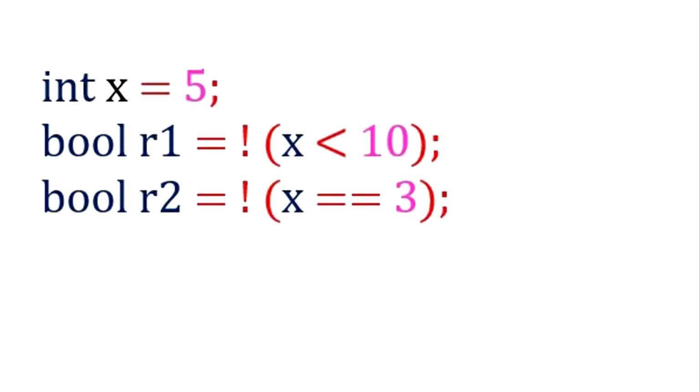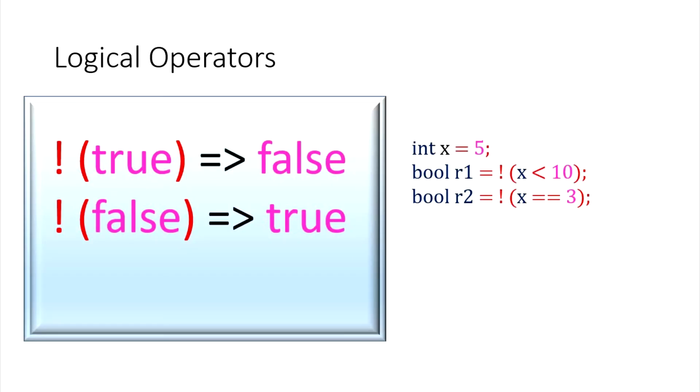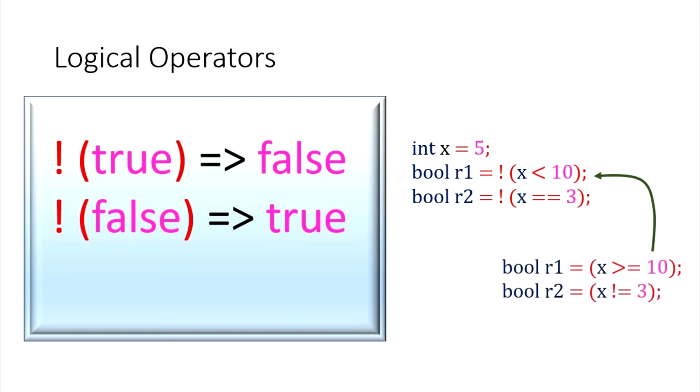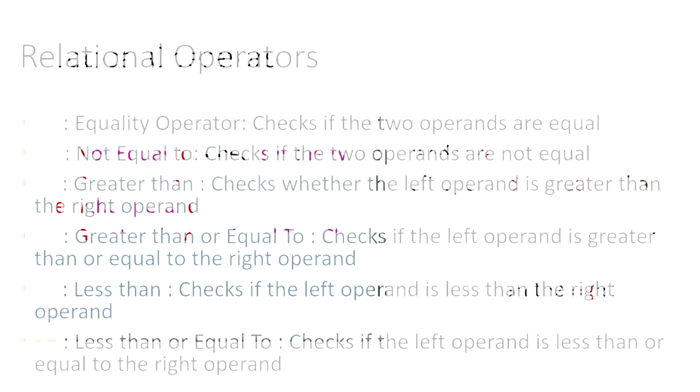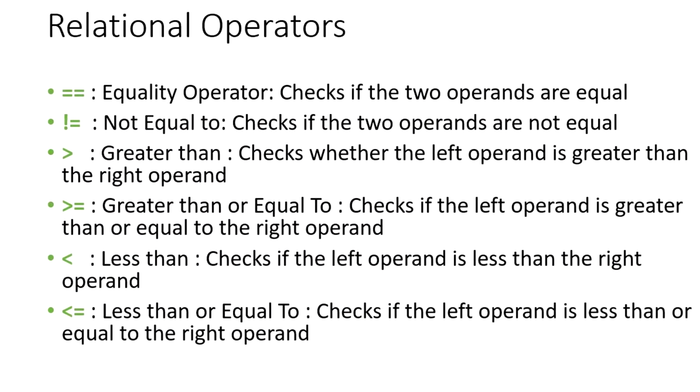In this case, R1 is false, as x is actually less than 10. Similarly, R2 is true, as x is not equal to 3. Of course, this could be and actually should be written differently. So rather than expressing this statement as not x is less than 10, we could simply represent it as x is greater than or equal to 10. Similarly, we could represent the second statement as x is not equal to 3. These are using the relational operators that we've already discussed earlier.